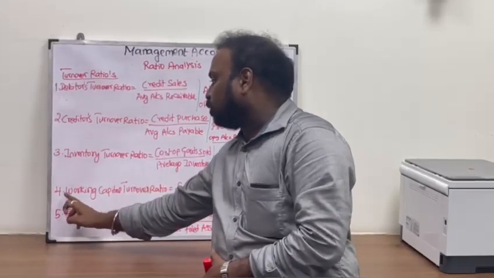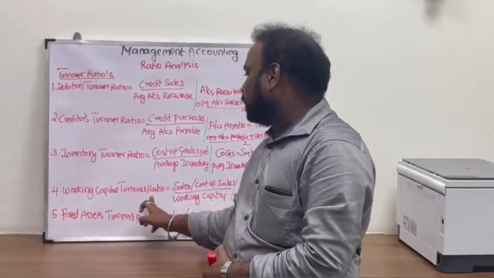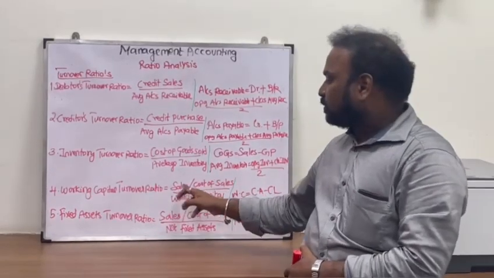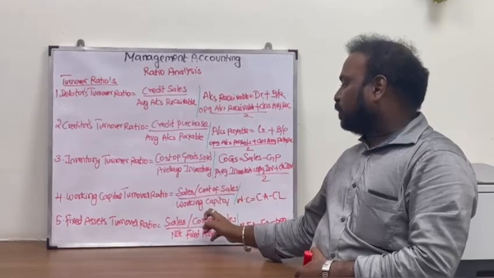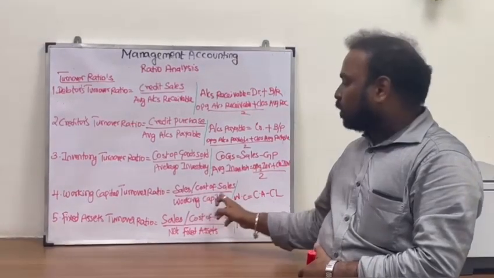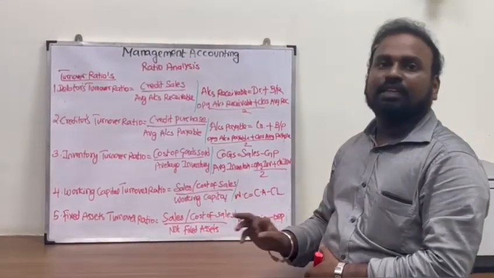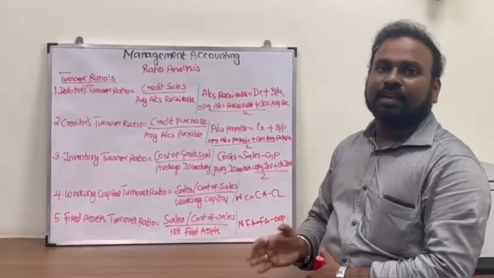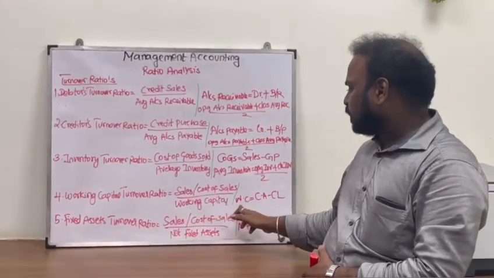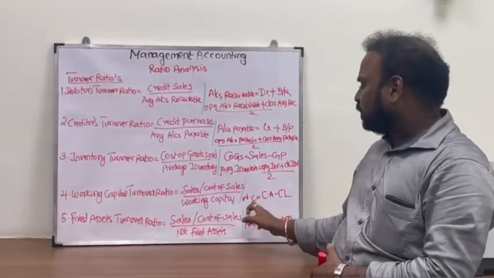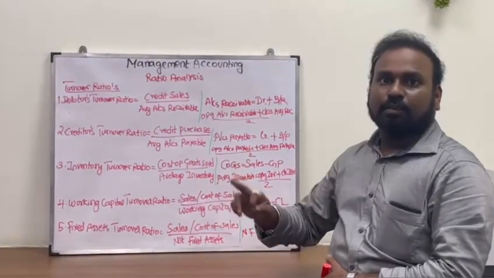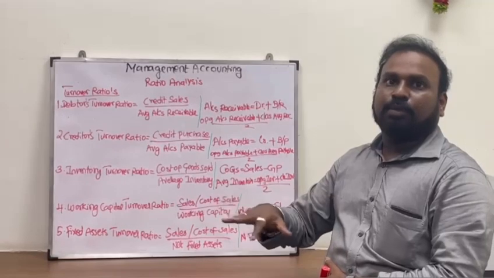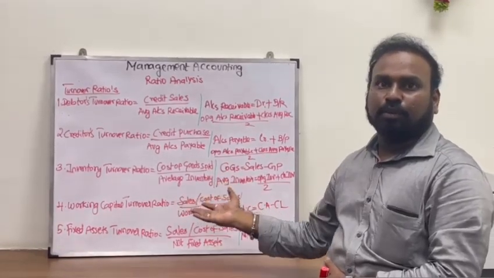Then fourth one is a working capital turnover ratio. We have two formulas. One is sales divided by working capital. The other one is cost of sales divided by working capital. Now working capital is nothing but the difference between current assets and current liabilities. So working capital equal to current asset minus current liability is said to be working capital. You will be getting different answers. Students are supposed to use both the formulas because you will be getting different answers for both the formulas.